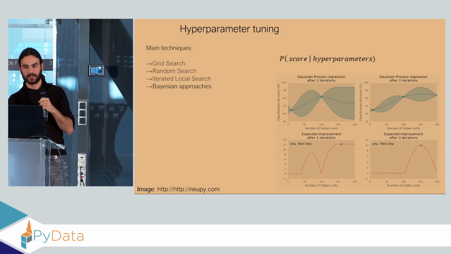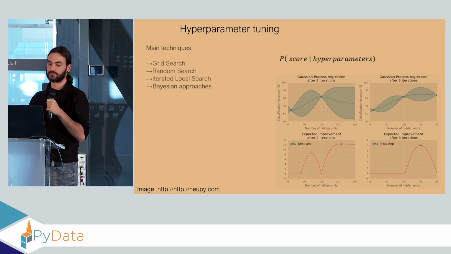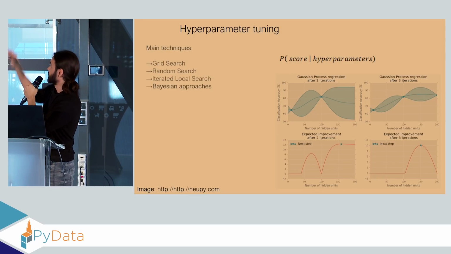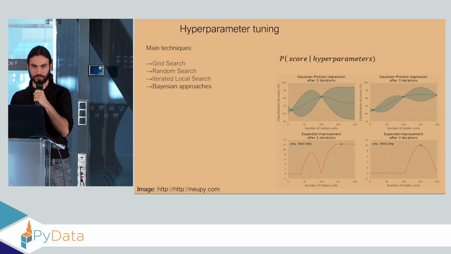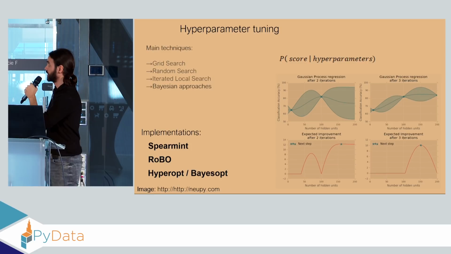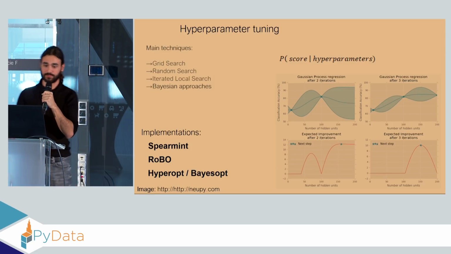on your accuracy. There are several types of regression you can do, like Gaussian regressions, as is the case here, but you have plenty of other techniques depending on your parameters. And there are plenty of implementations: Spearmint, RoBO, Hyperopt, BayesOpt.